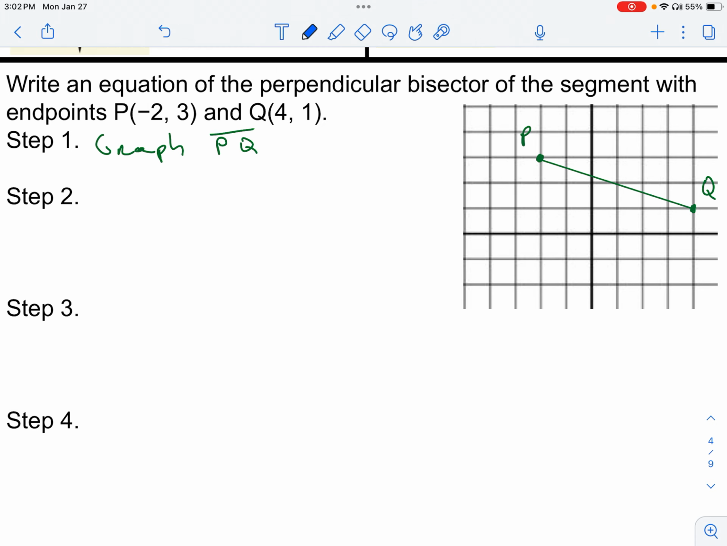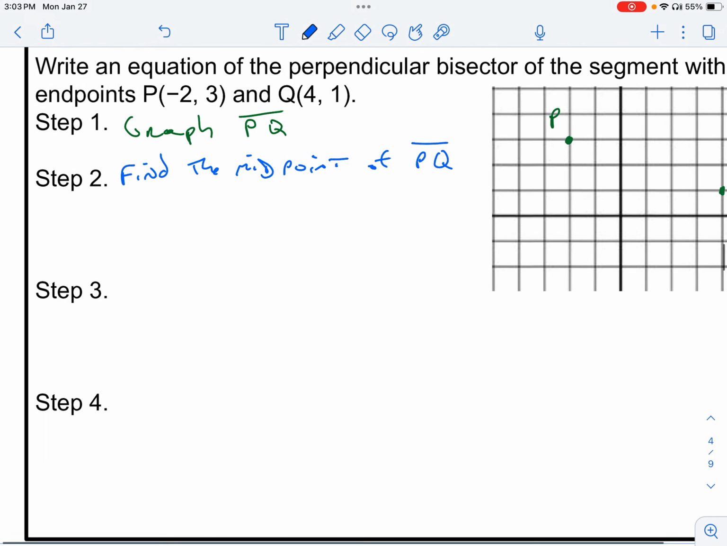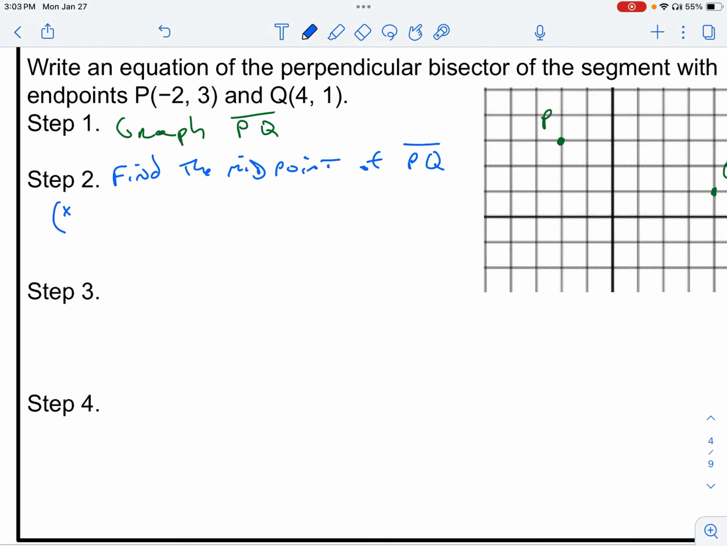Then we're going to move on to step 2. As we recall, the perpendicular bisector, bisect means cut in half. So we're going to find the midpoint of PQ. Well, the midpoint formula looks like so. So let's go ahead and plug in our x's and y's.